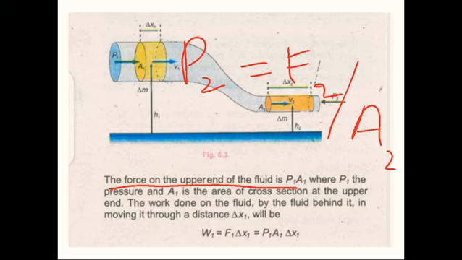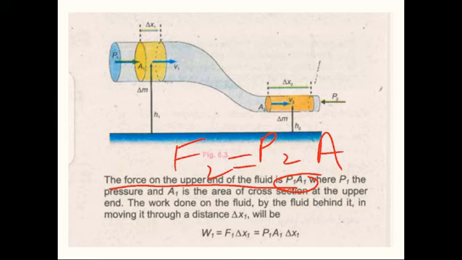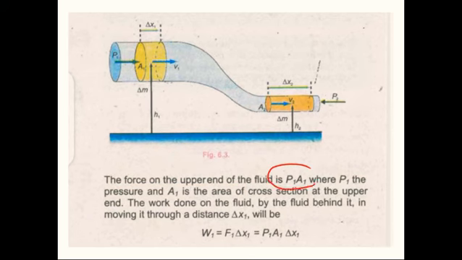So the force along the lower end is written as P2A2. This is F2, while F1 is P1A1, where P1 is the pressure and A1 is the area, as I have discussed in detail. P1A1 is the force exerted on the upper end and P2A2 is the force on the lower end. So the work done on the fluid by the fluid behind it in moving it through the distance delta x1, this is delta x1.